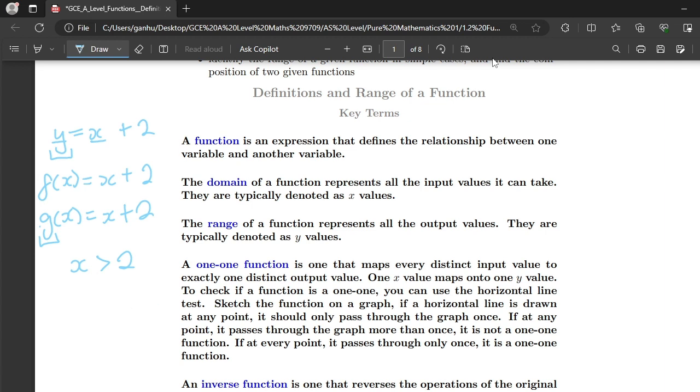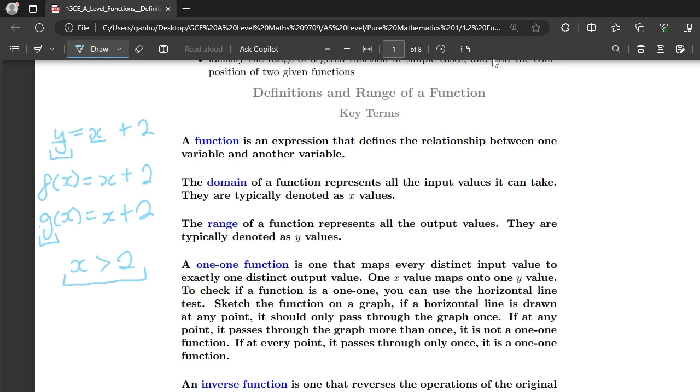And then the range of a function represents all the output values that are typically denoted as y values. So because we have restricted the x values or the input values that a function can take, it means that the output values that the function will produce will also be restricted. So the range will be based on the domain.